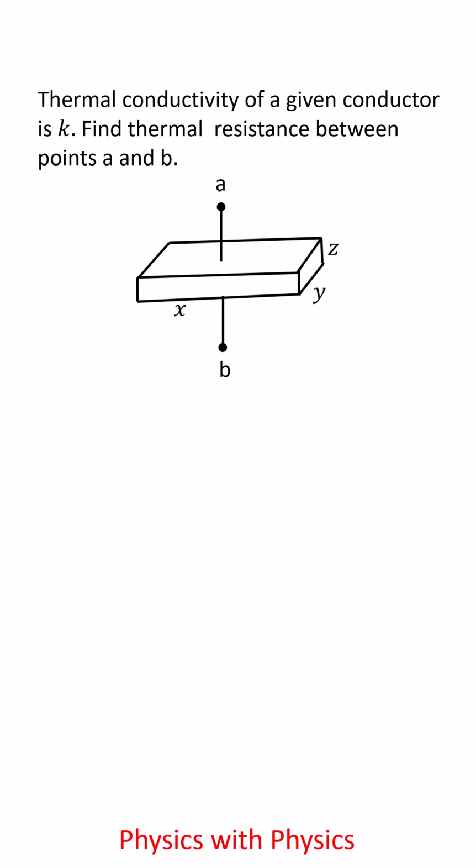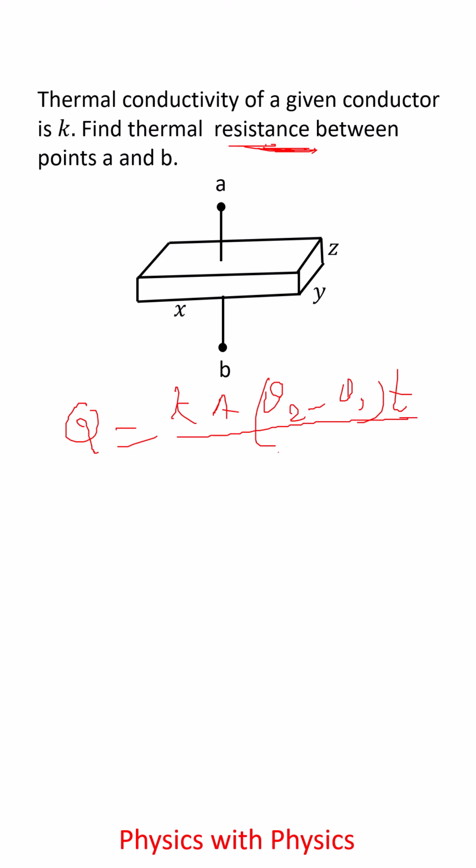Here the thermal conductivity of the given rod is K. Find thermal resistance. Now we need to find thermal resistance. We have the formula Q equals K A (theta 2 minus theta 1) t by L. Now this becomes Q by t equals del theta by, this becomes L by KA.